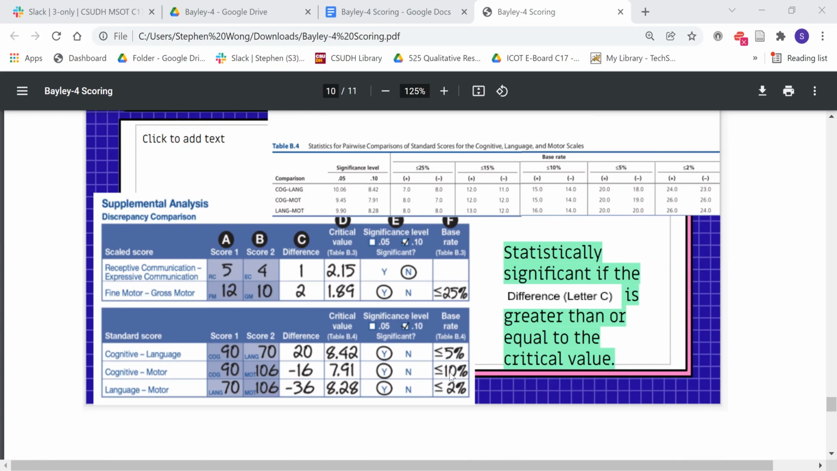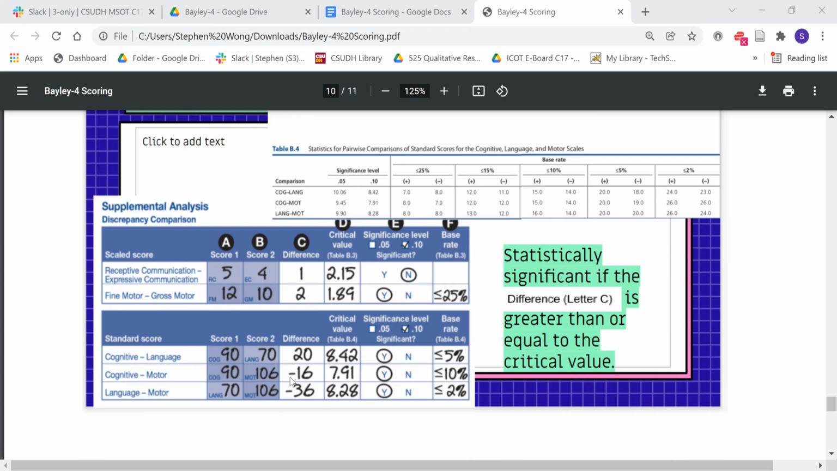And then for the base rate, again, we would need to use table B.4. Again, the positive and negative matters now. So we go to table B.4, look at we're comparing cognitive to motor, and this is the positive negative, right? So we try to look for a negative 16. And this one, we can't find an exact negative 16. The two options are negative 14 or negative 19.